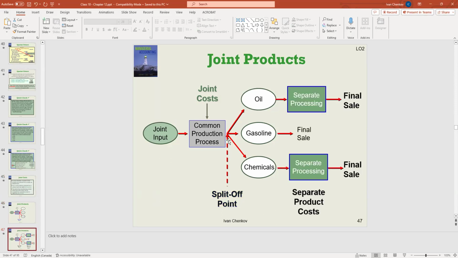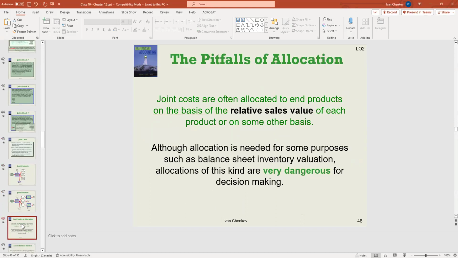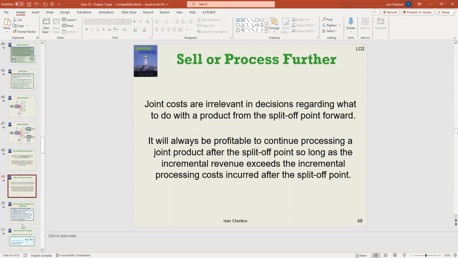Now, for the oil, we have a separate processing, and then we have a final sale. Gasoline we can sell as it is, and the chemicals again need separate processing and then final sale. The question is, which one should we sell, and which one should we process further? The joint costs are often allocated to the end products on the basis of relative sales value. Although this allocation is needed, we should avoid it for decision making. Why? Because these are sunk costs. Joint costs are irrelevant in our decision regarding what to do with the product after the split-off point.